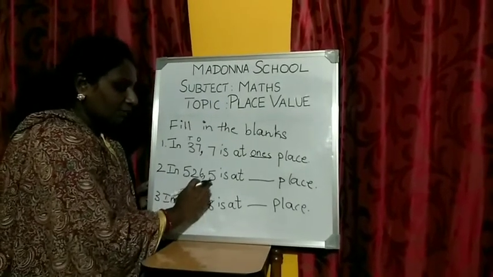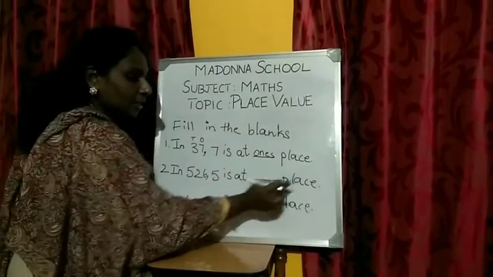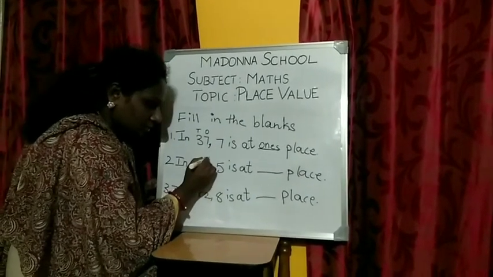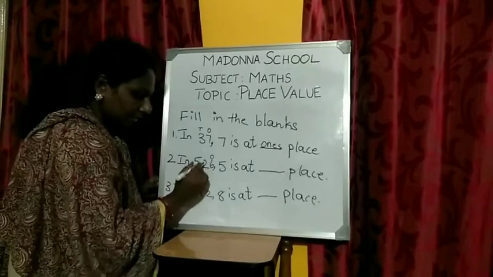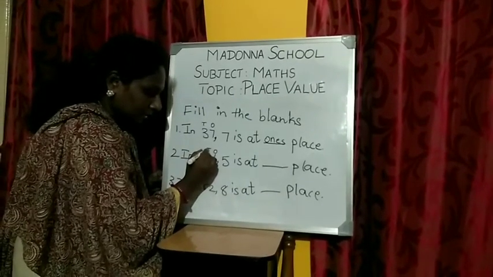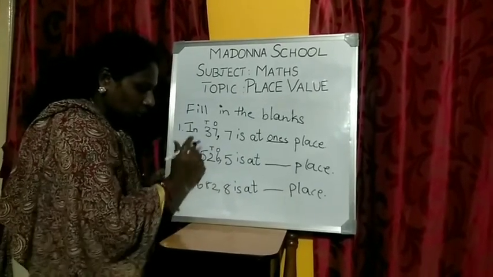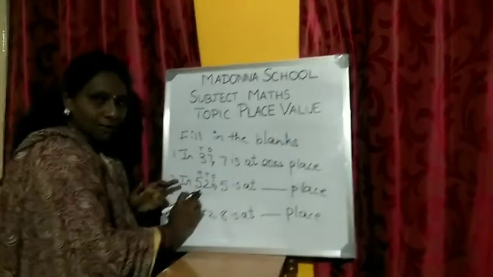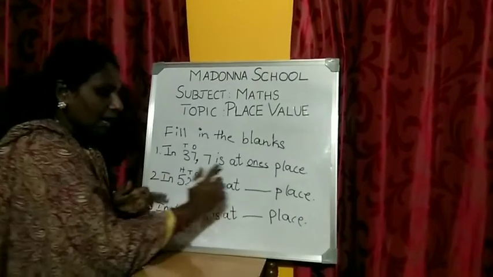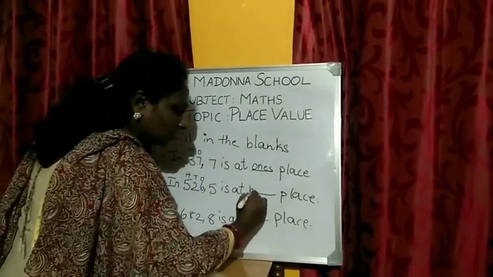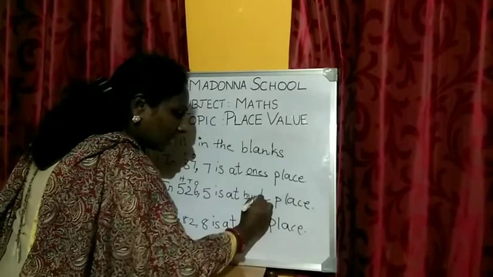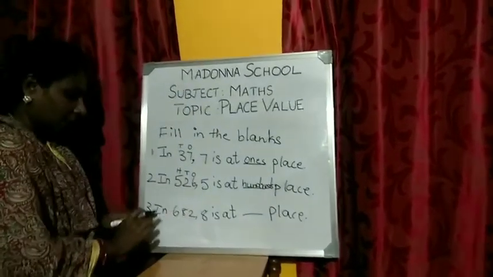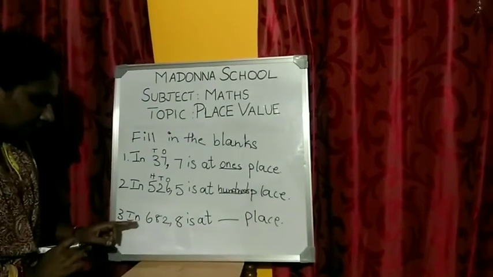The second is in 526. 5 is at dash place. Here also, 6 is at ones place, 2 is at tens place. Second place is called tens. The third is called hundreds. So 5 is at what place, children? What you can see here, 5 is at hundreds place. You should write H-U-N-D-R-E-D-S. Hundreds place.